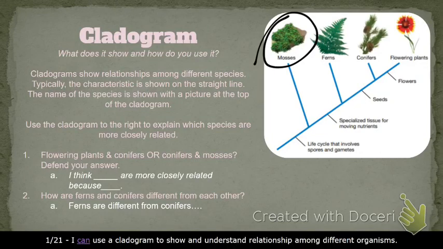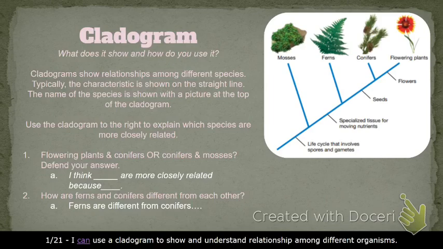All right, so we're going to talk about cladograms today, what cladograms are and how to use them. You should be able to figure out by the end of this what a cladogram shows and how to use it. You can see right here I've got circled mosses, ferns, conifers, and flowering plants. These are the four items on here, and these may seem pretty similar, but there are some differences between these four types of organisms.